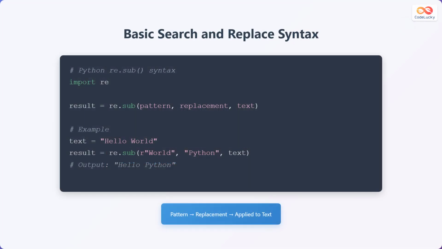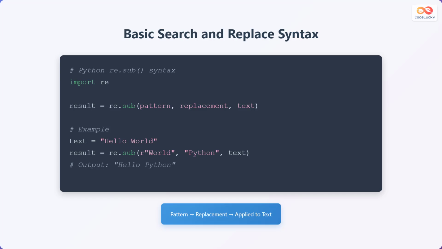Here's a look at the fundamental syntax for search and replace operations, specifically using the re.sub function in Python. First, you need to import the re module. The basic syntax is result = re.sub(pattern, replacement, text). The pattern is what you're searching for, the replacement is what you want to replace it with, and the text is the string you're performing the operation on.